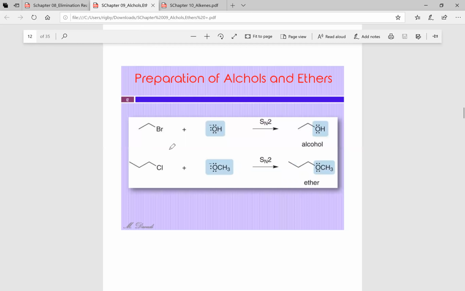Okay, so now we're talking about the preparation of alcohols and ethers. The main way that we make alcohols and ethers is just by substitution reactions.